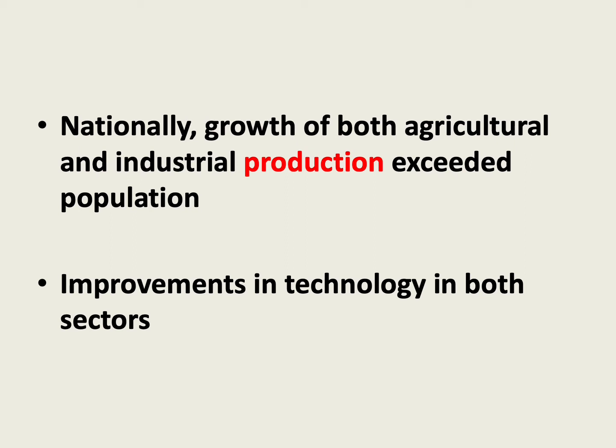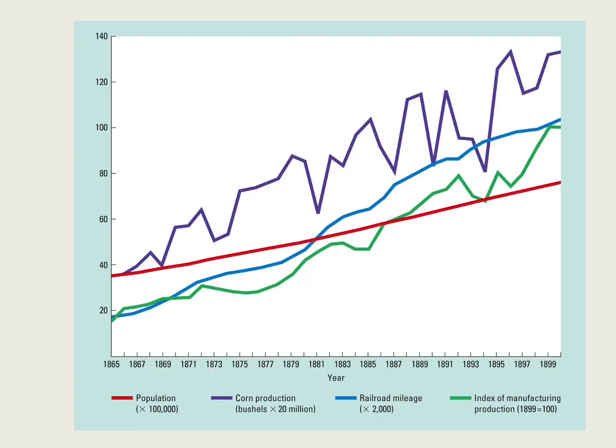Now, over this 25-year period, throughout the United States, both industrial and agricultural production, the rate of growth exceeded that of the population. And this was due largely to improvements in technology in both sectors. If we look at this chart here, which at first glance may be confusing, it goes from 1865, the end of the Civil War, to 1900.